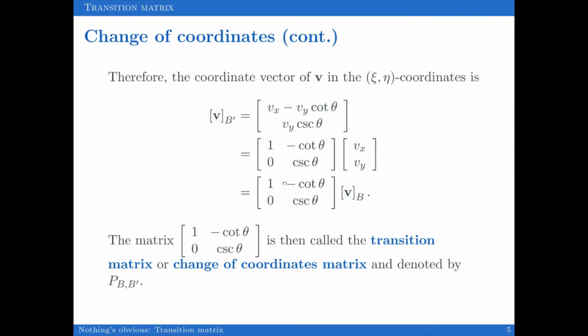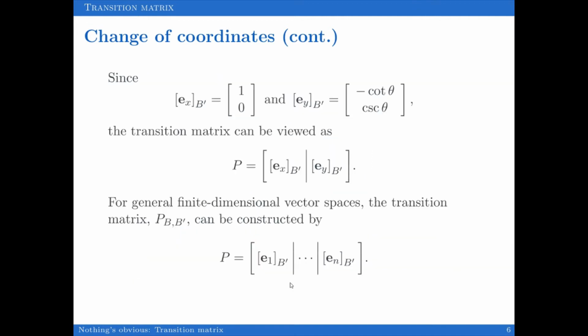And we call this kind of matrix a transition matrix or change of coordinates matrix. We usually denote this matrix by P, or P sub B comma B prime, which means this matrix will change the coordinate which has the basis B to the new coordinate which has the basis B prime.